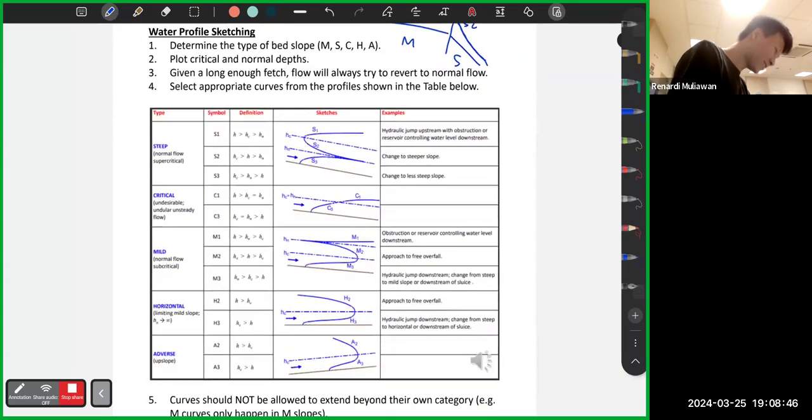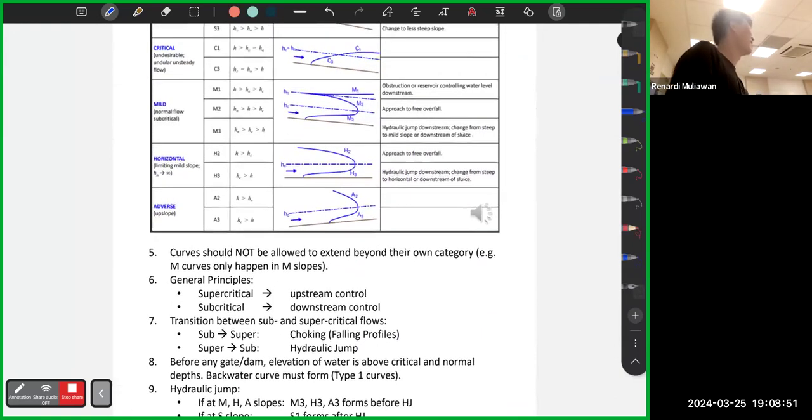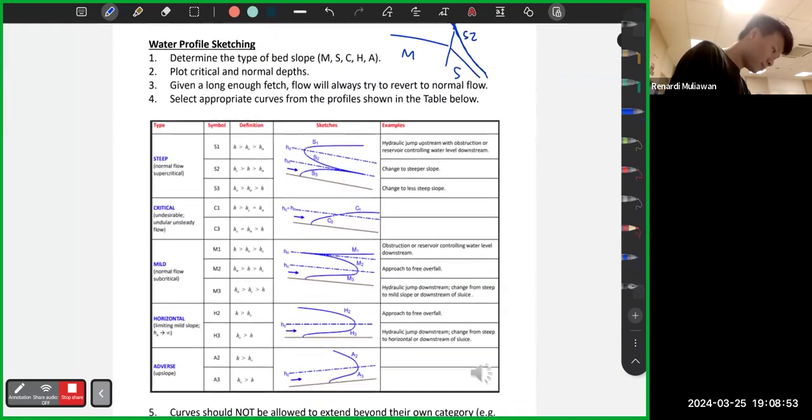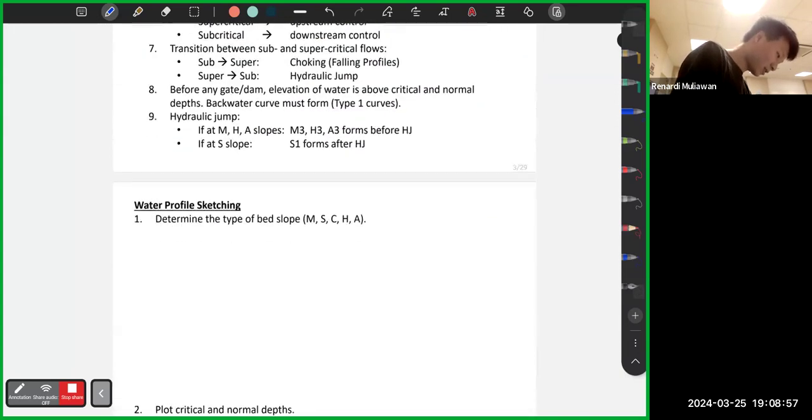There are a few rules. As you can see here, 1, 2, 3, 4, 5, 6, 7, 8, 9. That's a lot, but don't worry, I'll explain it one by one. Let's start with point number one.